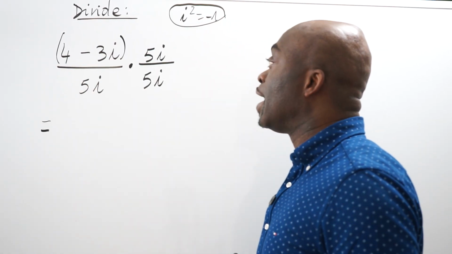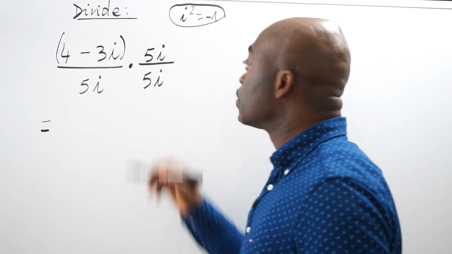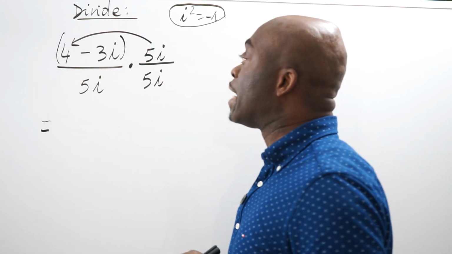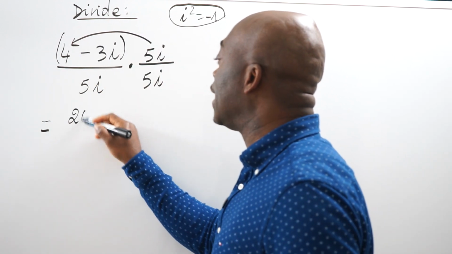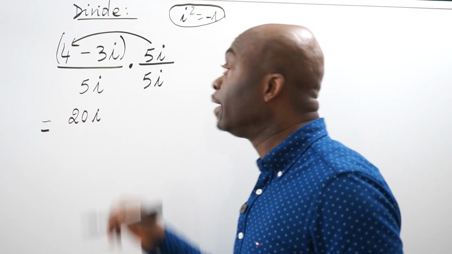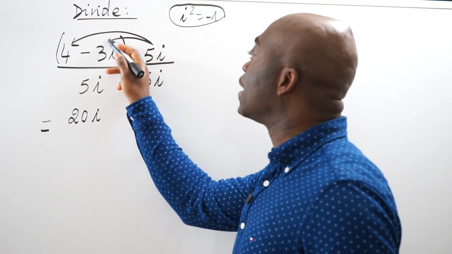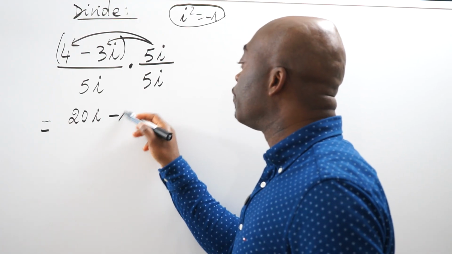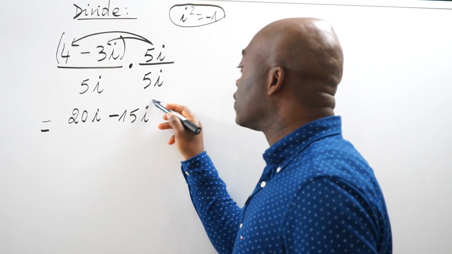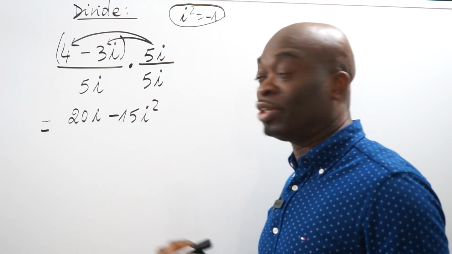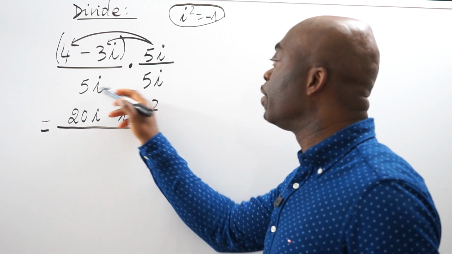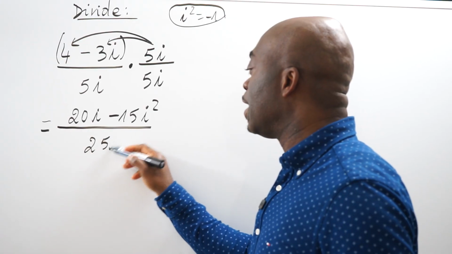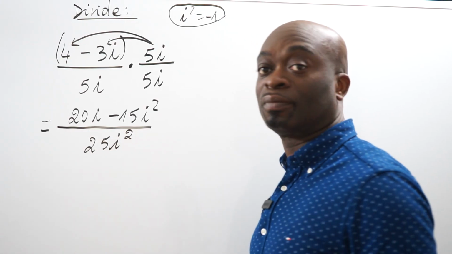So if you multiply 4 minus 3i by 5i, what are we going to get? 5i times 4 is going to give us 20i. And then the same 5i times negative 3i would give us negative 15i to the second power. We are good? We agree? Over 5i times 5i, which is going to give us 5 times 5 is 25i to the second power.